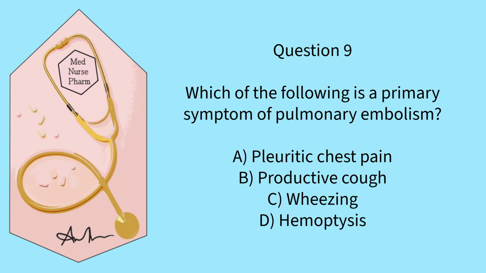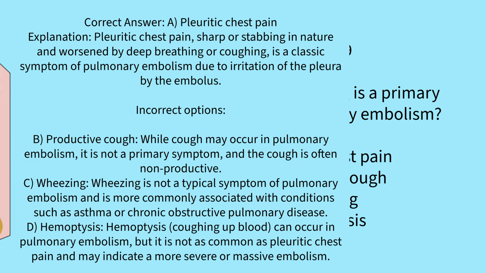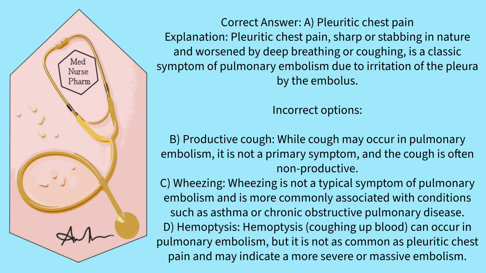Question 9. Which of the following is a primary symptom of pulmonary embolism? Pleuritic chest pain, productive cough, wheezing, hemoptysis. Pause the video and select your answer. If you chose option A, you are correct. Pleuritic chest pain. Pleuritic chest pain, sharp or stabbing in nature and worsened by deep breathing or coughing, is a classic symptom of pulmonary embolism due to irritation of the pleura by the embolus.